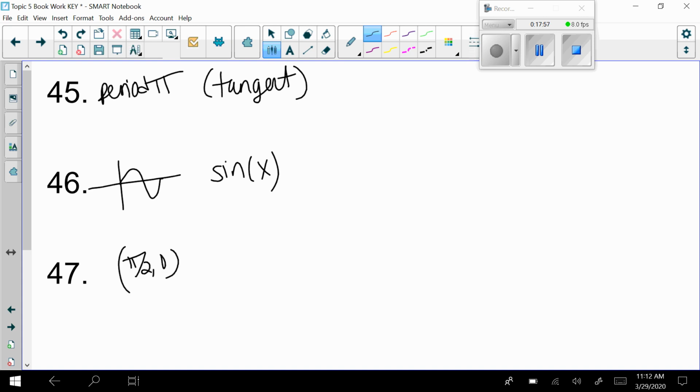So that is going to be, remember this is 2 pi, this is pi, so this is pi over 2 for cosine. So this is cosine.